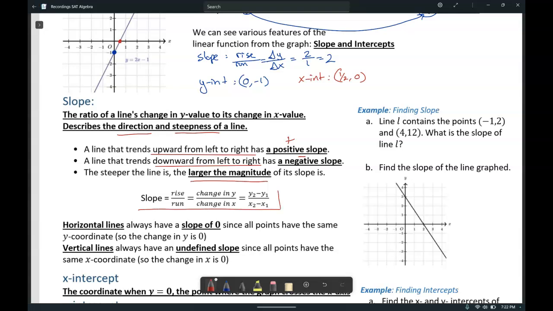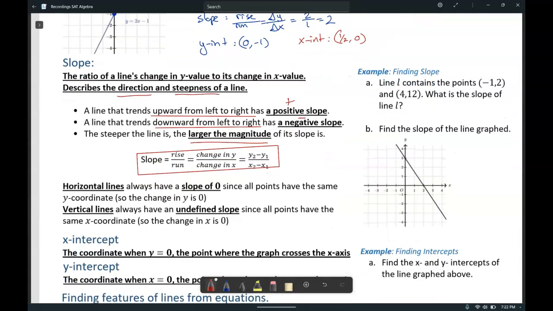So here's our nice formula for slope that we've already used before, but it's good to have as a reminder. Some special things about slope to remember. Horizontal lines will always have a slope of 0, because all points have the same y coordinate. Therefore, the change in y is always 0. If my change in y is 0 over any value, it doesn't matter, it will always be 0. However, our vertical lines have an undefined slope because the change in x is always 0. So regardless of what y is, anything divided by 0 is always undefined. So we have those special values within our slope.